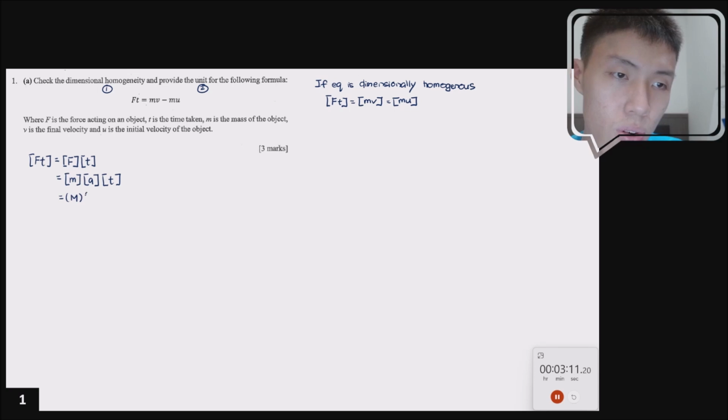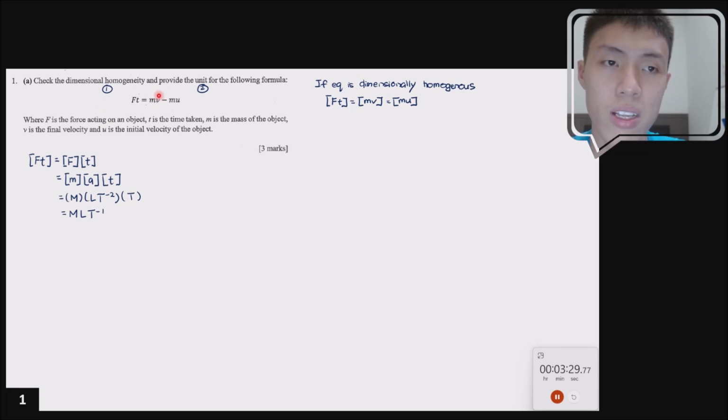Okay, so acceleration here, we know it's m s^-2, so it's length divided by time squared. Then you have your time, which is T. So if you multiply everything together, I believe we will get M L T^-1. So that's the dimension of Ft.